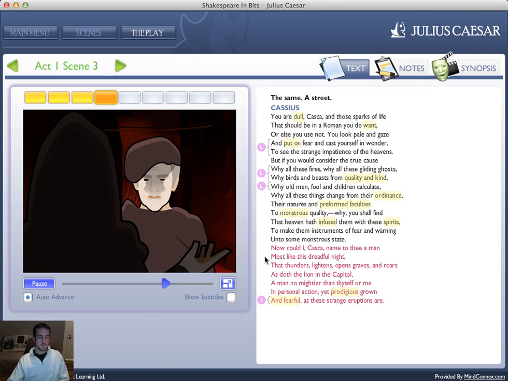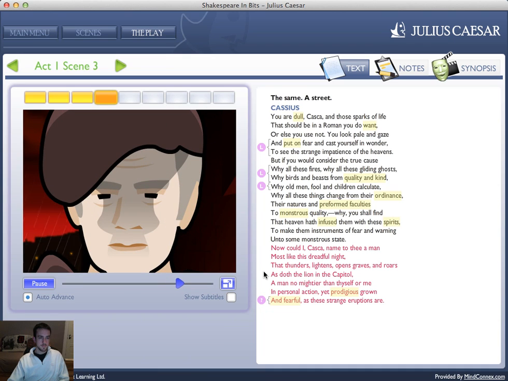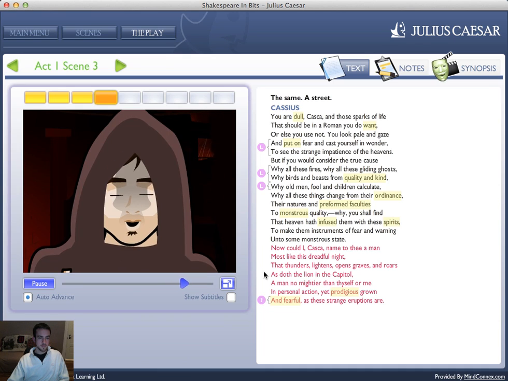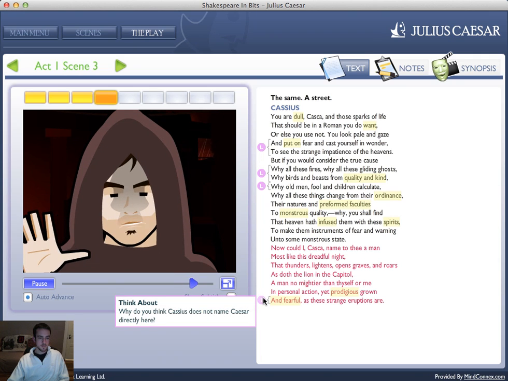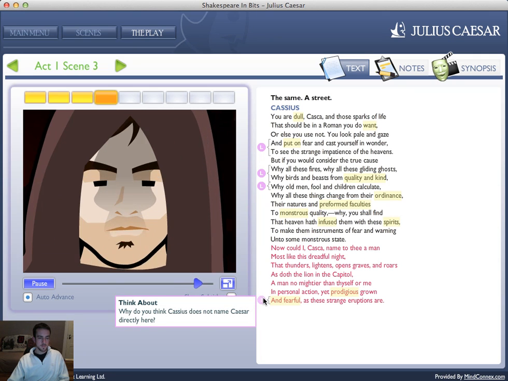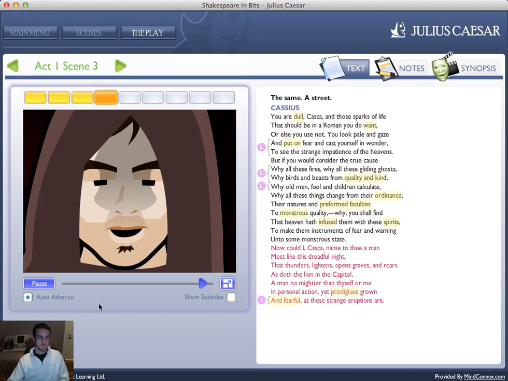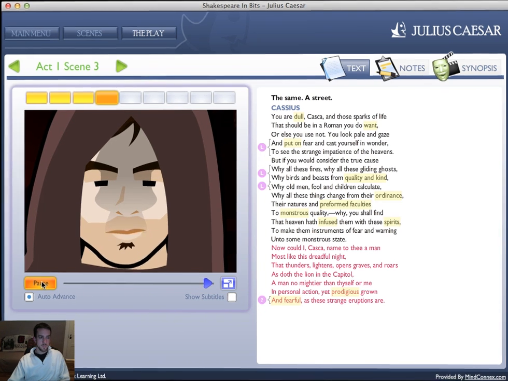Now could I, Casca, name to thee a man most like this dreadful night, that thunders, lightens, opens graves, and roars as doth the lion in the Capitol, a man no mightier than thyself or me in personal action, yet prodigious grown and fearful as these strange eruptions are.